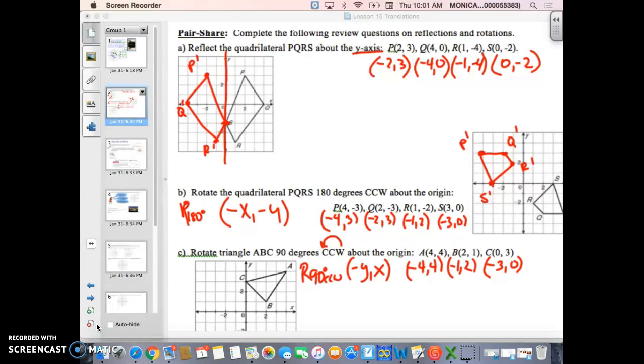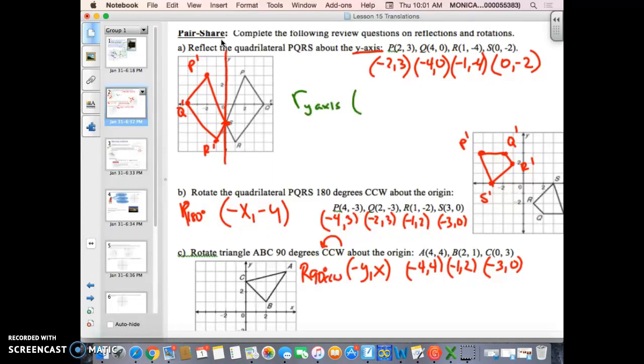First of all, a reflection. If you were to write this in symbolic notation, the rule, what you would do is you put a little r, and then you would write y-axis down here. And then you know that the rule is the x changes and the y stays the same.